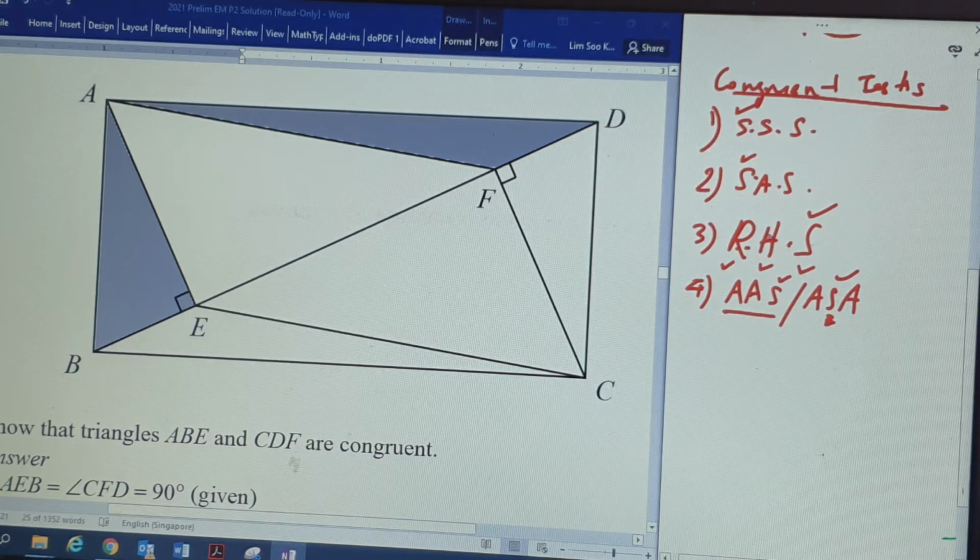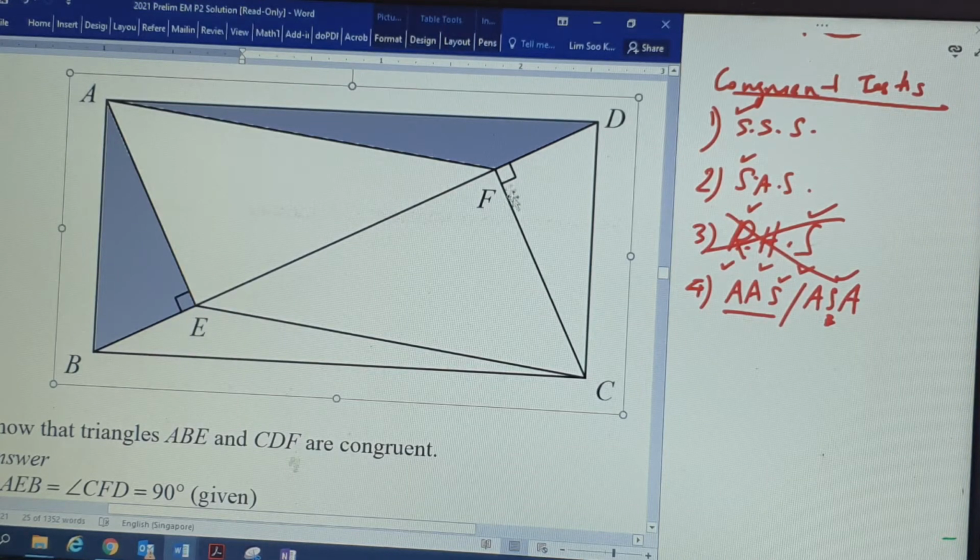So let's try RHS. Is the hypotenuse the same? Oh yeah, the hypotenuse is the same. But the hypotenuse is actually the side that we know. So this definitely cannot be the answer, because it must be the hypotenuse and one other side. But we don't know this side, we don't know the length. So we cannot use this, and definitely we cannot use SSS as mentioned just now. So it's just between SAS and AAS.